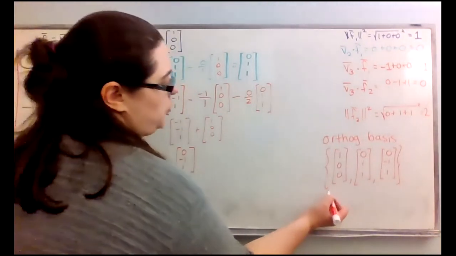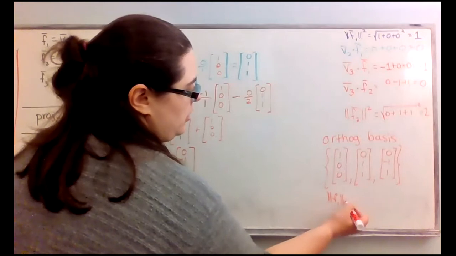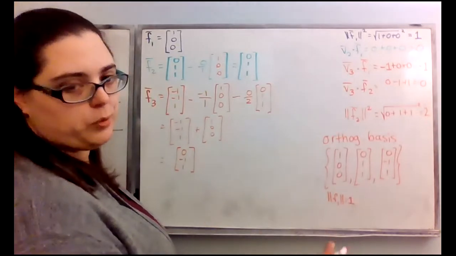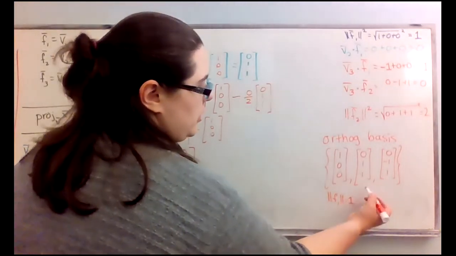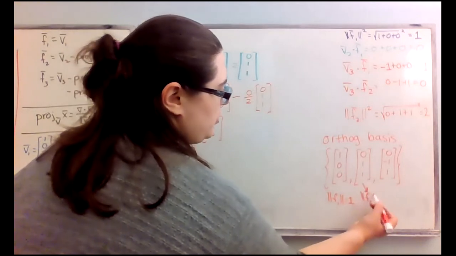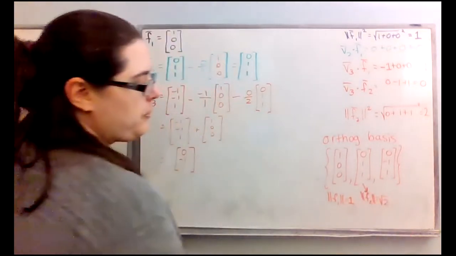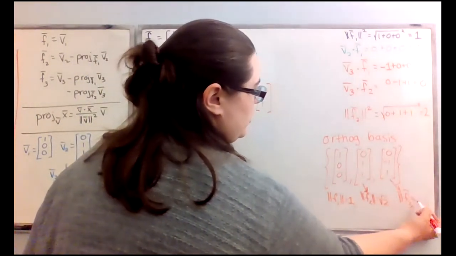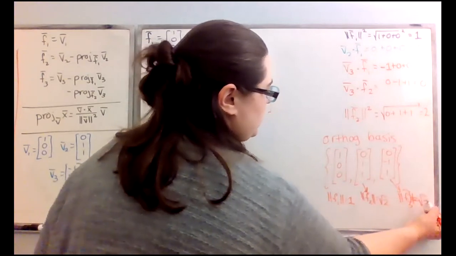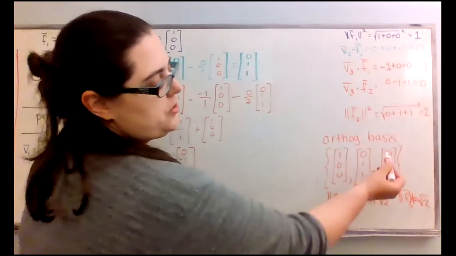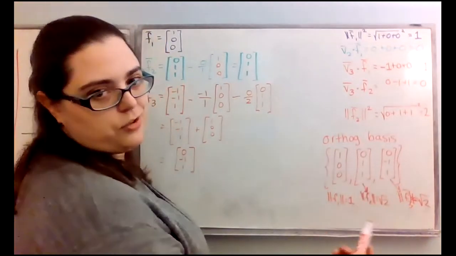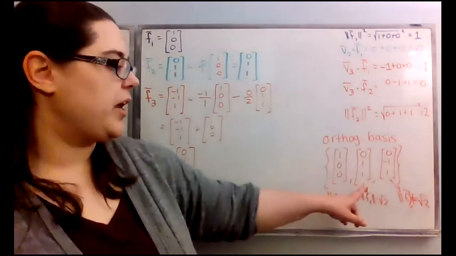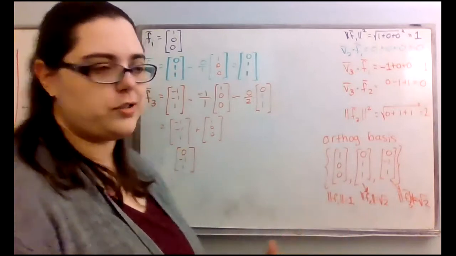The norm of f1 is 1, right? Because 1 plus 0 gives me 1. Square root of 1 is 1. But the norm of f2 is going to be root 2. And here, the norm of f3, oh my goodness, is also going to be root 2. Because if I have 0 plus 1 plus 1, I get 2 and square rooting that. So that's my root 2. So I'm going to have to multiply these two by the reciprocal of root 2 in order to normalize them.